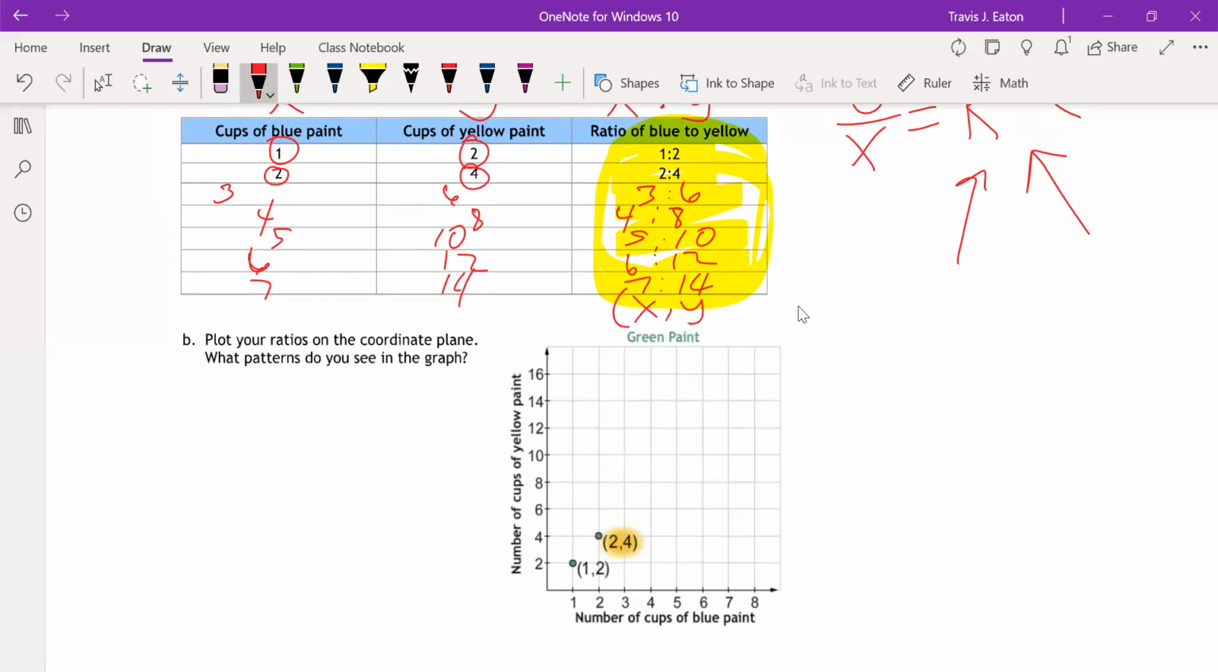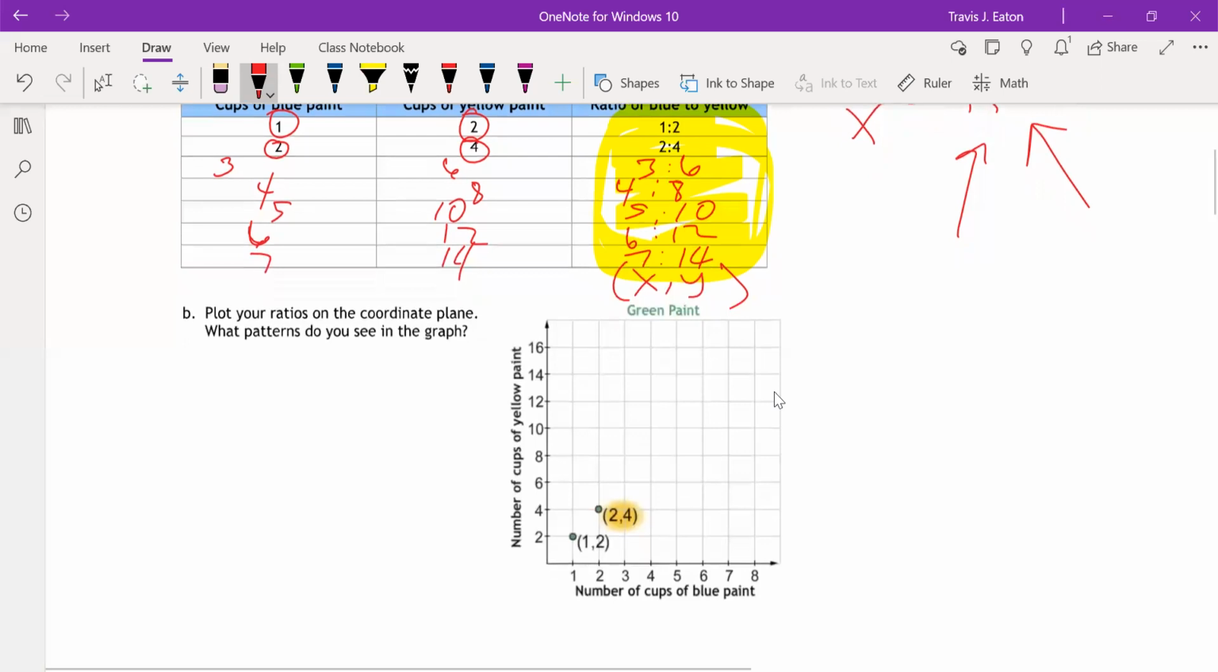X comma Y, right? The X would be the one number and Y would be the other. That's an ordered pair that we would put into a coordinate grid, which you can see as we go down to our graph down here. They've done that for us a couple of times already.